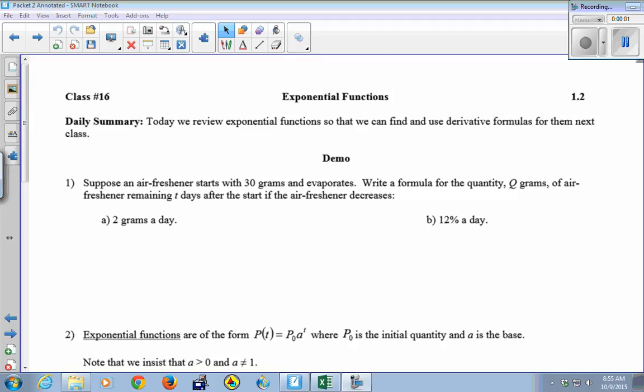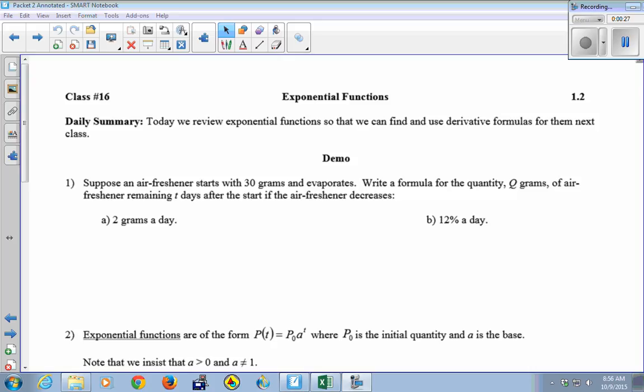This is going to be kind of a breathe easy day, right? This is all material you've seen before. There's no calculus today. This is a review of exponential functions. And the purpose of reviewing it today is that next class, we're going to derive the formulas and use the formulas for finding the derivative of exponential functions.